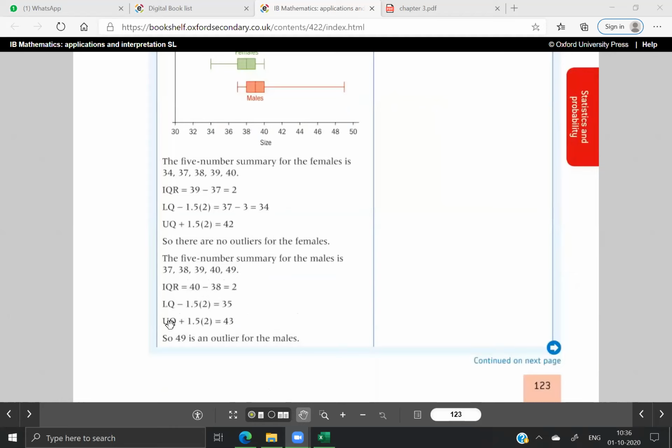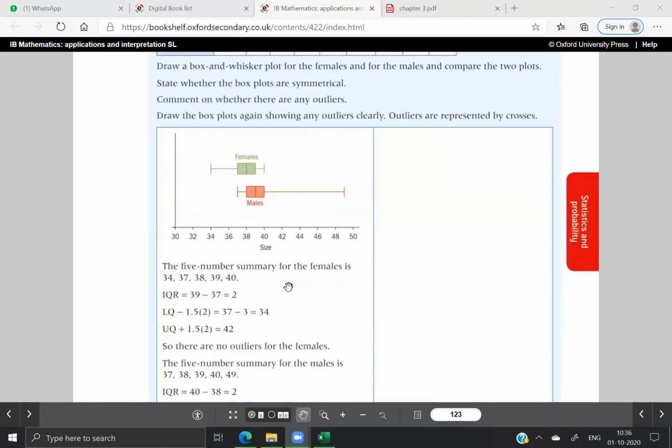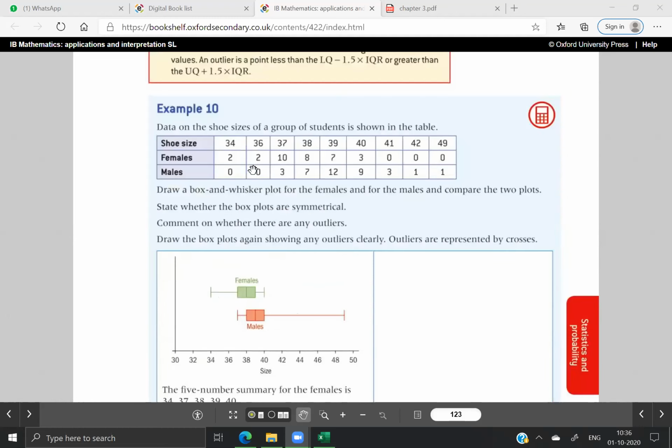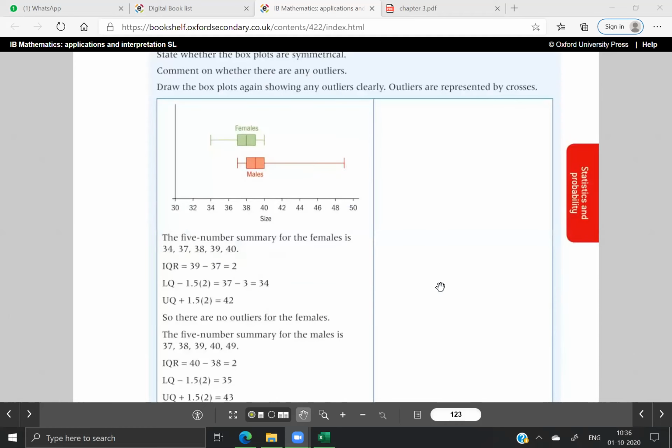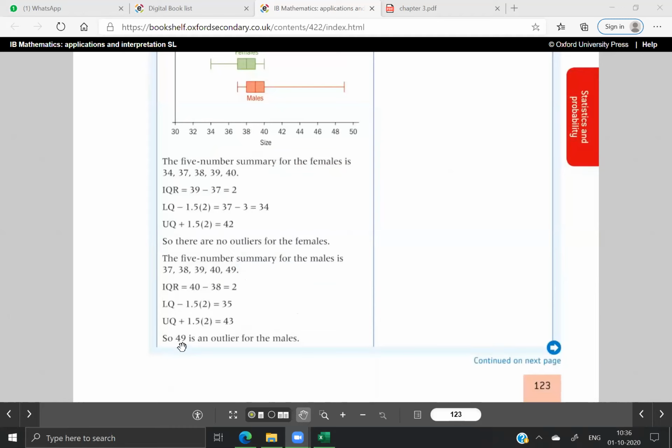Similarly, for males, you can see lower quartile is 35 and upper is 43. So if we see this table, there is no value for males lower than 35, and 43 was the upper quartile. So 43 is here. You can see there is one value of 49 which is there. So you can say that yes, males have an outlier which is 49.